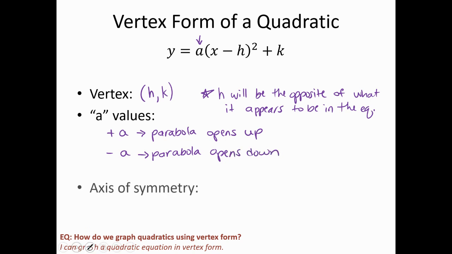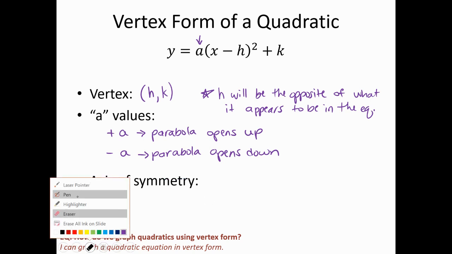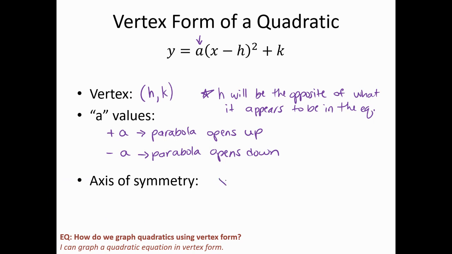Cool. And then we have something called the axis of symmetry, which I'm going to go back on the graph and point out for us. The axis of symmetry is the equation of a vertical line, and it looks like this: x equals whatever your h is from your vertex. I'm just going to make a note: this is the equation of a vertical line.